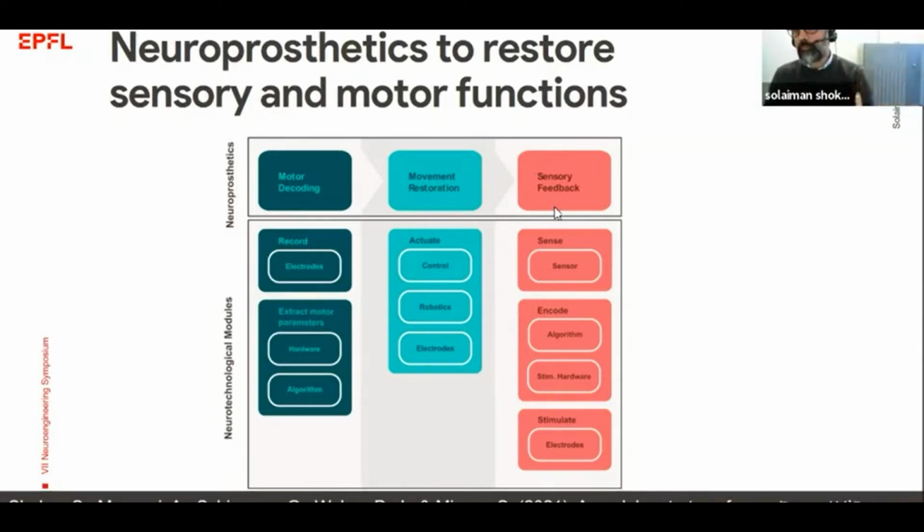And finally, blocks to sense, encode, and stimulate to then restore sensory feedback. So here we will have classes of, for example, sensors that are coming on top of a robotic hand. We have algorithms here for encoding sensory feedback, and then the hardware is generally a pulse stimulator, using again electrodes that could be invasive or non-invasive, that then will interface with the nervous system.